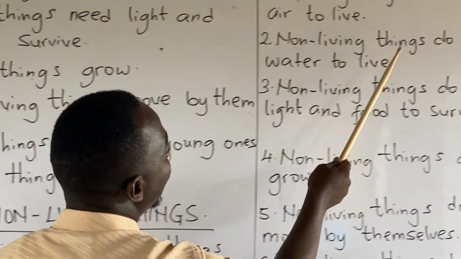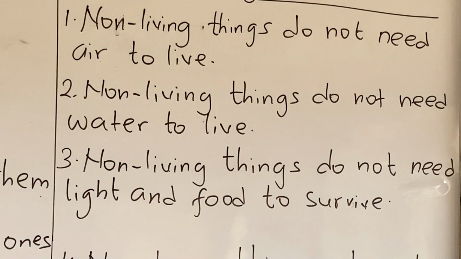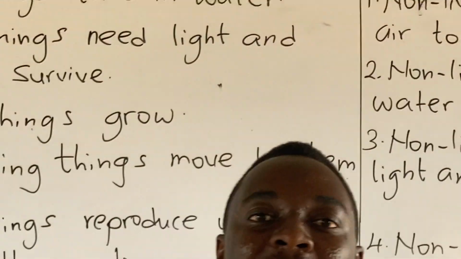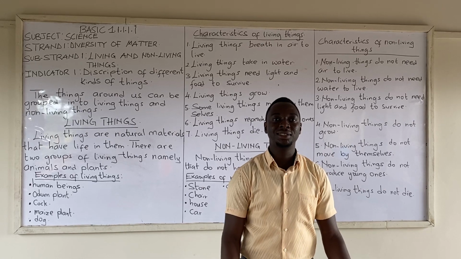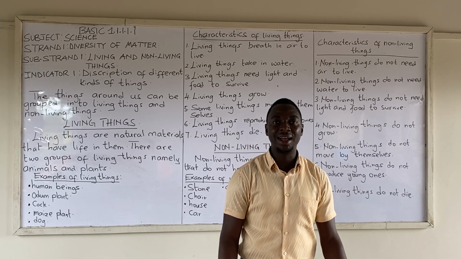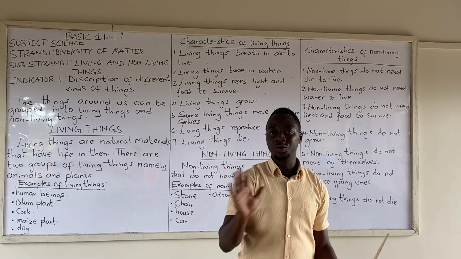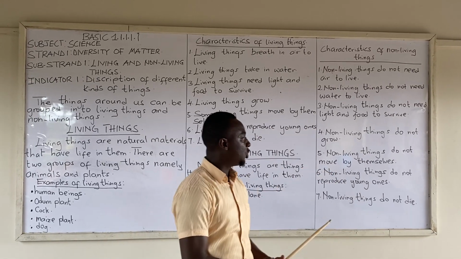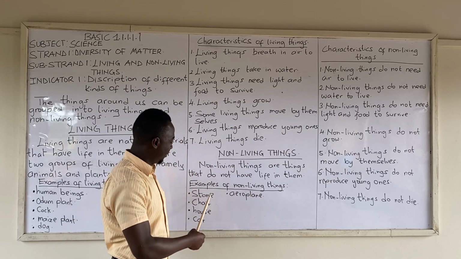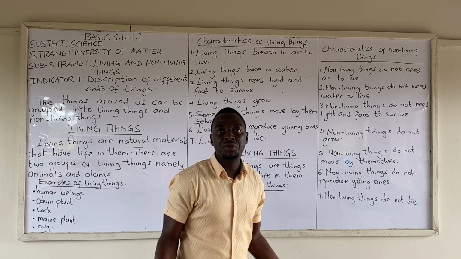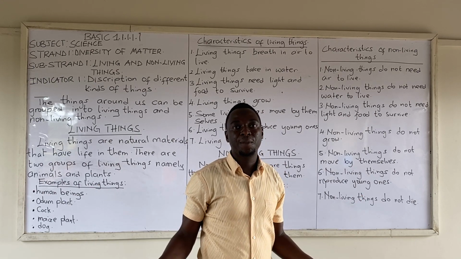2. Non-living things do not need water to live. You drink water, I drink water. Sometimes we do water our flowers around our houses because plants also need water. But non-living things do not need water to live. If you pick the stone that we made mention of, stone does not need water to live. Our chairs do not need water to live. The sofas in our room do not need water to live.